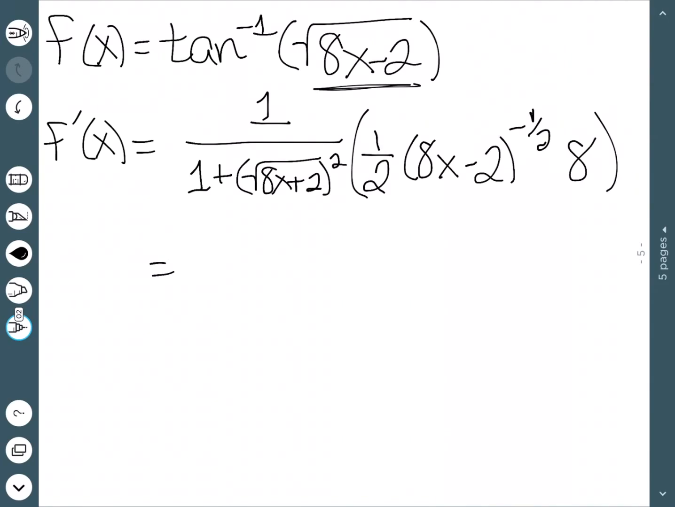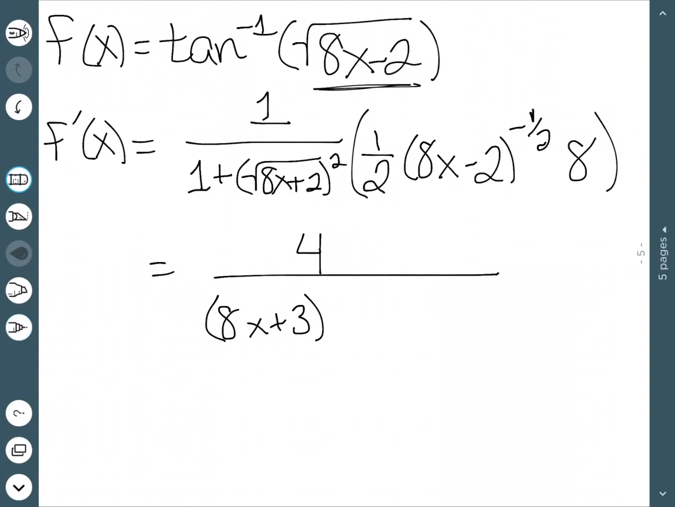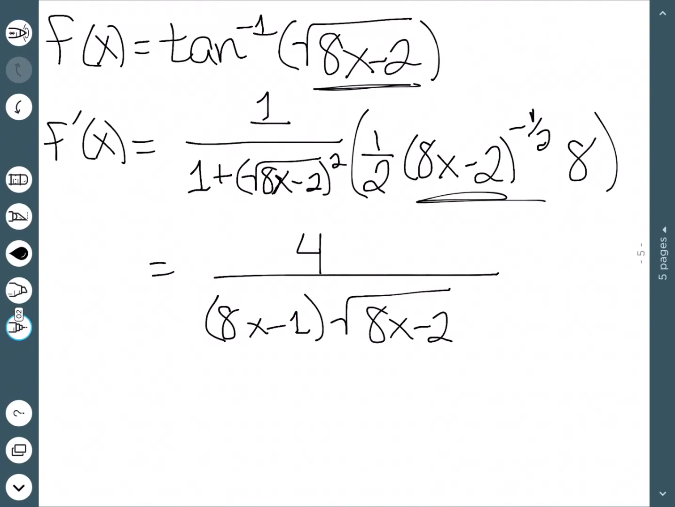If we rewrite this, 1/2 times 8 is 4, over, on the bottom, the square root of 8x minus 2 squared is just going to be 8x minus 2, plus 1 would give me 8x minus 1. And then over here I have the square root of 8x minus 2 from this term. And so there is my derivative.